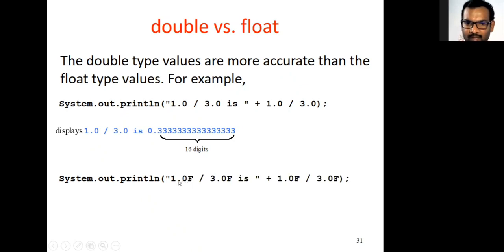Suppose these are considered as float values. Observe this, it is suffixed with f. Then the result is this one. After the decimal point there are 7 digits. So the double gives more accuracy when compared with the float data type.